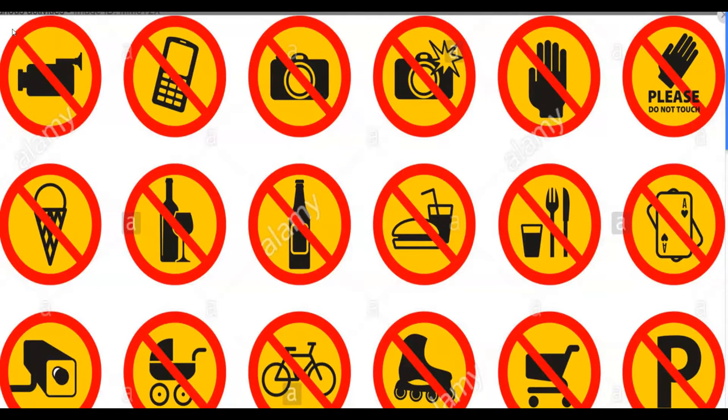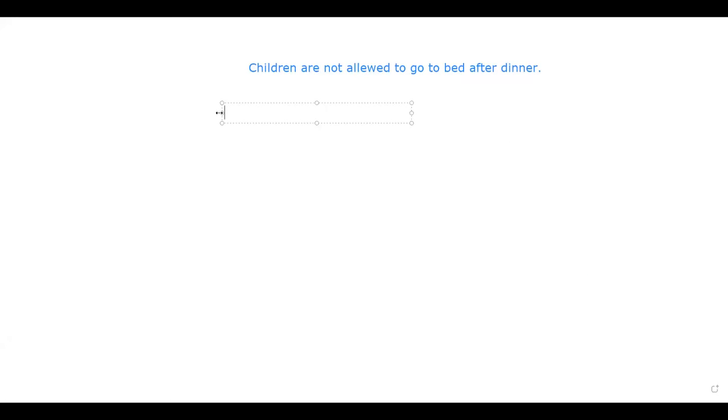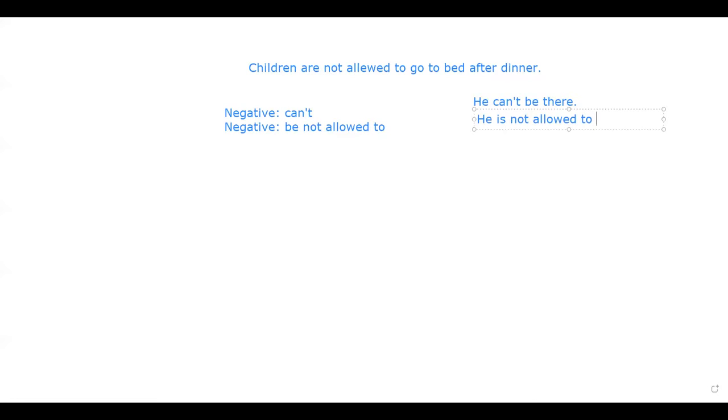So now, guys, the reason why we're going to practice this is because you're going to say not allowed, okay? So I'm going to send the screenshot right now. If you're going to use a negative, I gave you the structure. The negative form will be can't or are not allowed to, okay? Or, I'm sorry, let's just say not allowed to, because you can say he can't be there, or you can say he is not allowed to be there. So that's for negatives, all right? Very good.